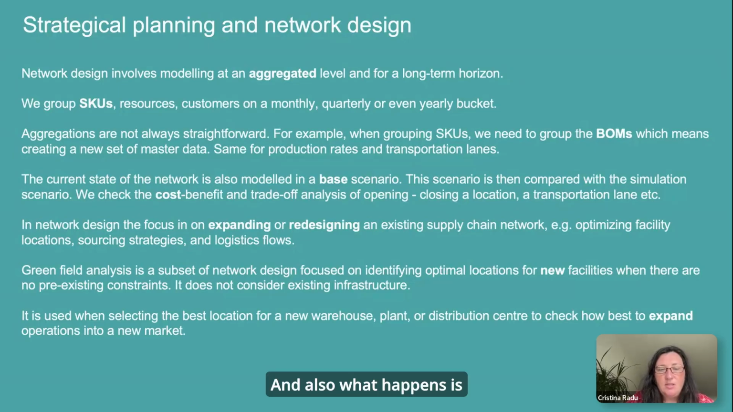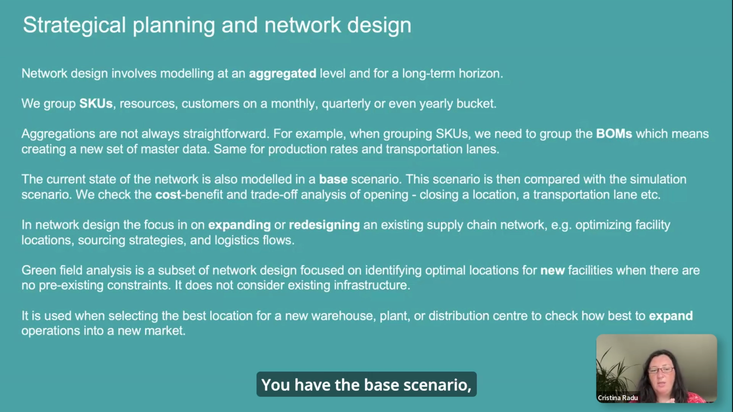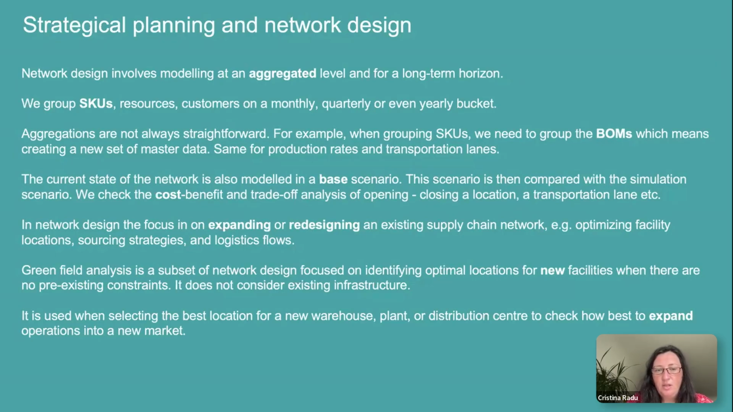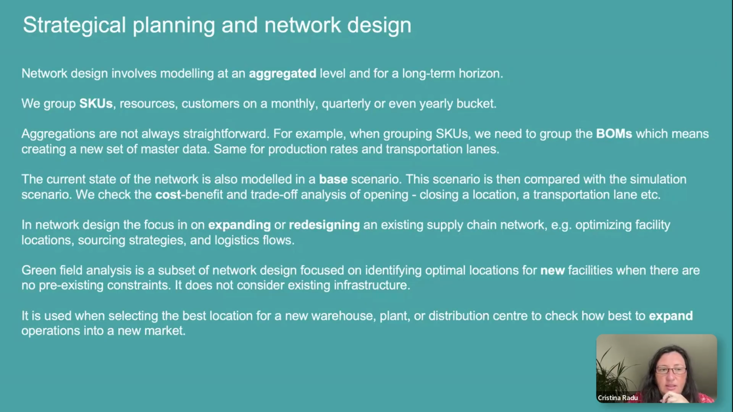And also what happens is that you also need to build the current state of the network, and this is called the base scenario. And this is what you do. You have the base scenario, and then you have the other scenarios where you play with all those options, and then you check what is the difference. Do you gain more money or something else? It's usually cost based.